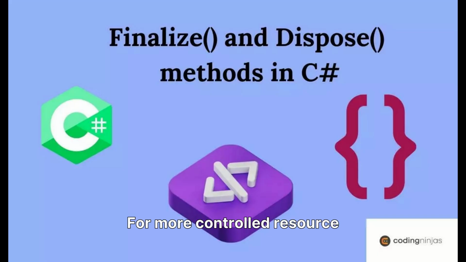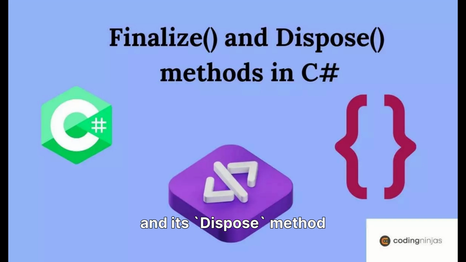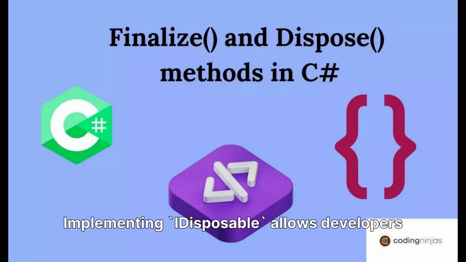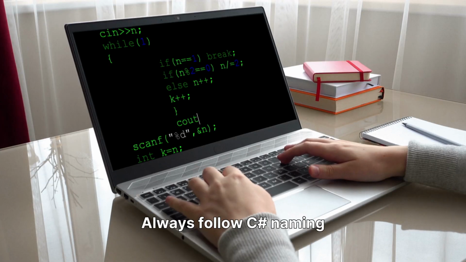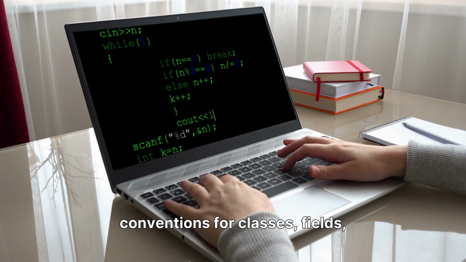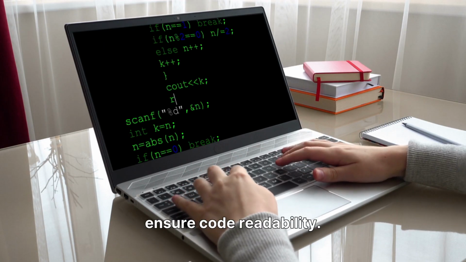For more controlled resource release, especially with unmanaged resources, the IDisposable interface and its Dispose method are preferred. Implementing IDisposable allows developers to explicitly and deterministically release resources when no longer needed, offering greater control and predictability than destructors. Always follow C# naming conventions for classes, fields, methods, and constructors to ensure code readability.